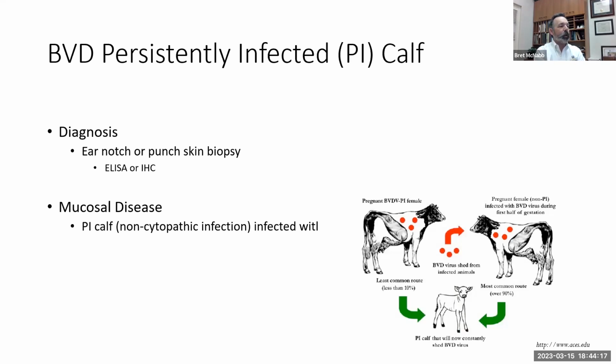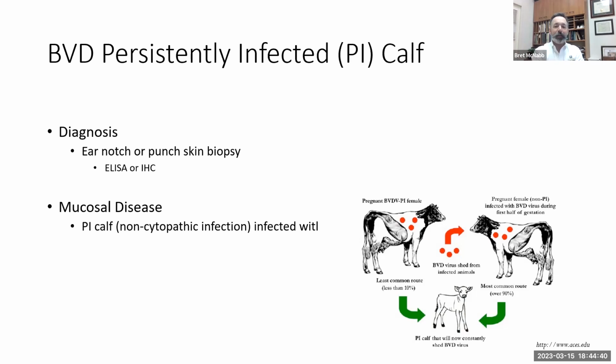And so we often diagnose them with an ear punch, right? Either an ear notch or an ear punch through a tag, doing a couple different special stains or tests on them that will detect the persistently infected calf and not be confused with an acute infection, like they got exposed after they were born.